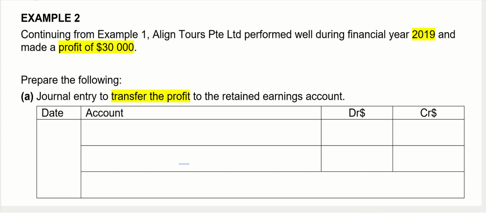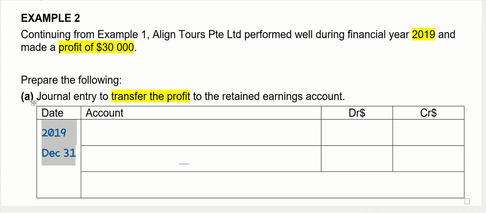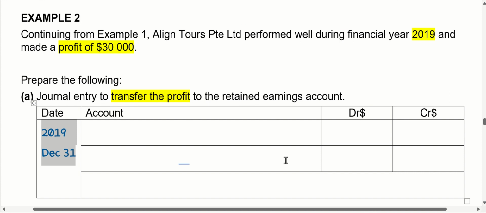So what is the double entry to transfer the profit to the retained earnings account? So what's the date? You see the date, the year end is 31st December, right? And you transfer the profit at year end. You always transfer profit at year end. So the year end date is 2019, December 31st.